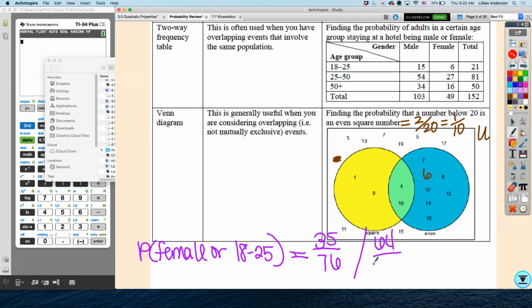You don't need a calculator to reduce this. What's the number that goes into 64 and 152? Don't you dare. They're both even. What's the number that can go with 2? Okay, so what's 64 divided by 2? 32. And then what's 152 divided by 2?